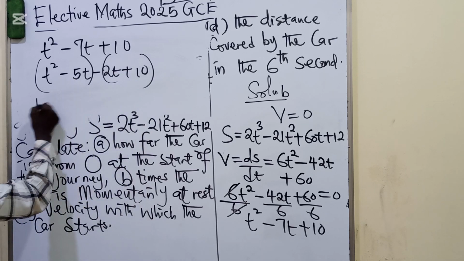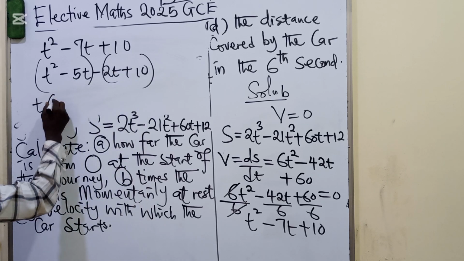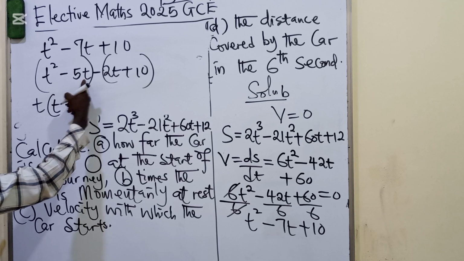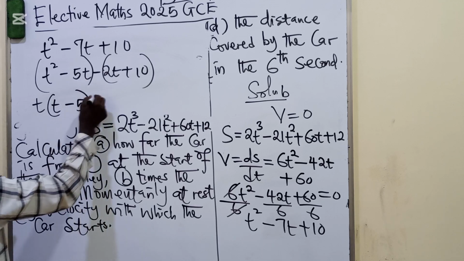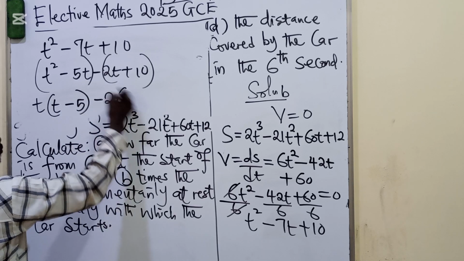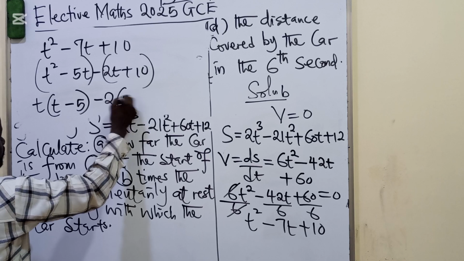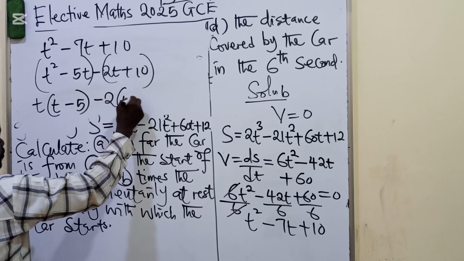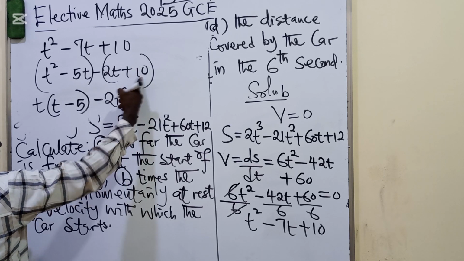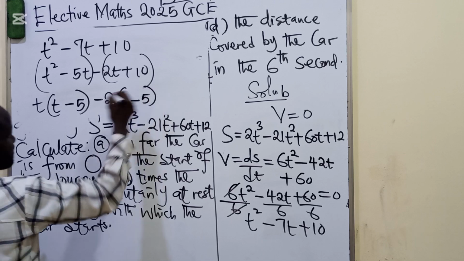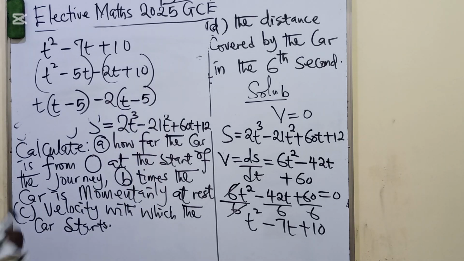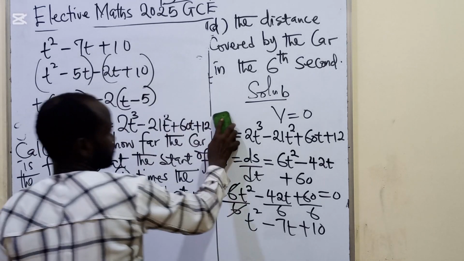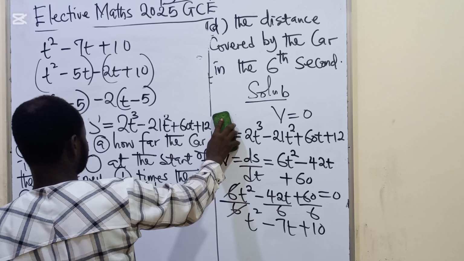What is common here is t. t squared divided by t is t, minus 5t divided by t will be minus 5. What is common here is 2: minus 2t divided by minus 2 will be left with t, and 10 divided by minus 2 will be minus 5. Very important. Okay, so we are asked to find the time now.